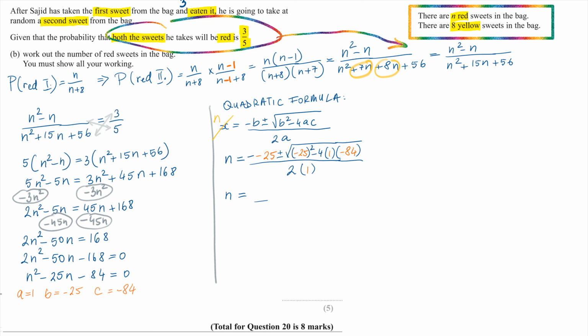Calculating the square root gives us 31. n equals 25 plus or minus 31 over 2. 25 minus 31 would give us a negative value, but we cannot have a negative number of sweets. So the positive value of n is 25 plus 31 divided by 2, which equals 28 red sweets.